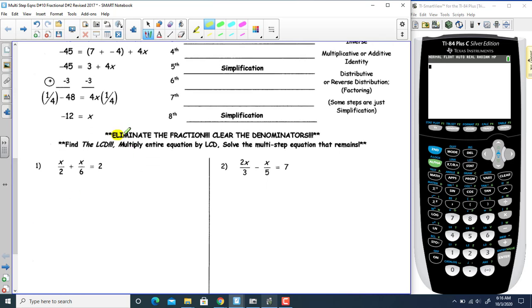Hopefully, we're going to try to eliminate the fractions as we begin to solve these equations by clearing the denominator. That's going to require us to find the least common denominator because we'll be dealing with more than one fraction in each of these relationships.